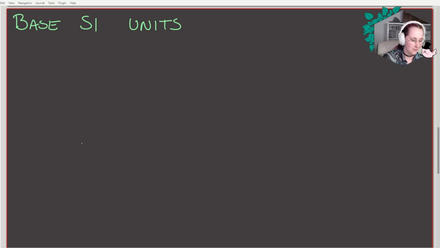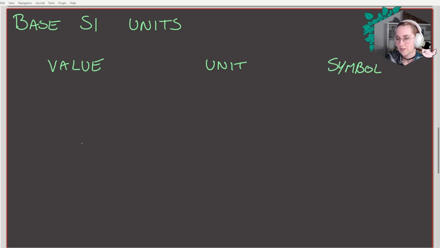So yeah, we have our base units. They are a value, then the unit, so the name, and then also the symbol. Typically I'm going to jump straight into talking about symbols of things. I'll give you an example to start and we'll go from there.